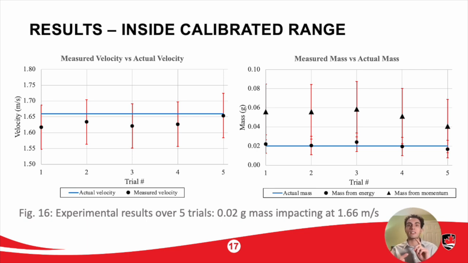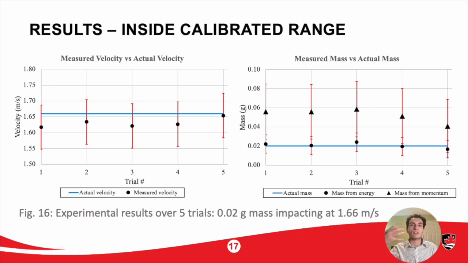One was from the linear calibration, or the energy method, and the other was from the convolution of the impulse response, and so that's the momentum method. We can see here that the mass from the energy method is much closer to the target mass, and it's about a 5% deviation when we're operating within that linear calibration range. The triangles on that plot correspond to the mass from momentum, and the error here shoots up about 100 and 200% off of the expected value.